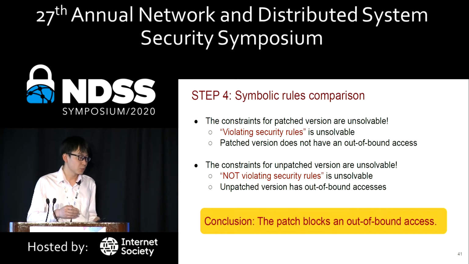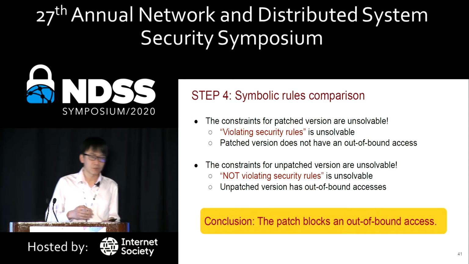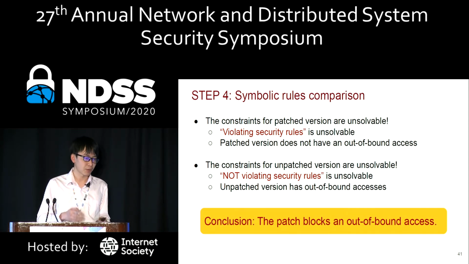In the last step, we do a symbolic rule comparison. We have already known that for the patched version, violating this security rule is unsolvable, which means that the patched version does not have an out-of-bound access problem. And for the unpatched version, non-violating security rules is unsolvable, which means that the unpatched version has this out-of-bound access security impact. So we can make the conclusion that the patch blocks an out-of-bound access security impact.